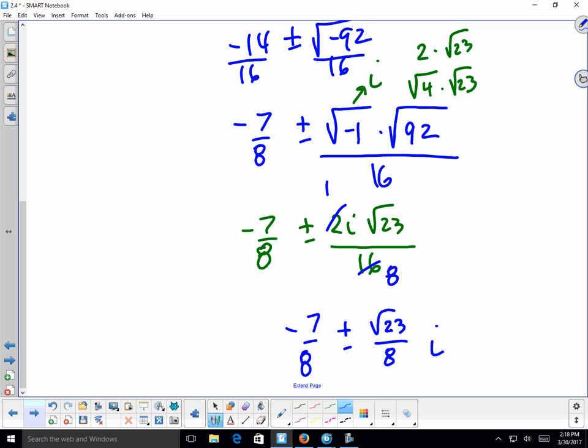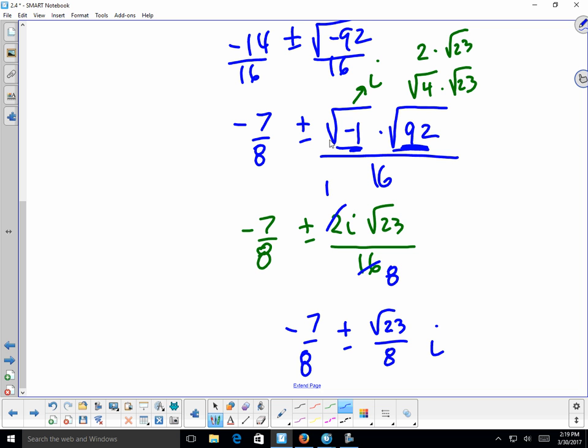How did you get to i? Because the square root of negative 1 times the square root of 92 was i times square root of 4 times square root of 23. Square root of 4 is 2. Square root of 23, we can't do anything with it. All right, questions on this?